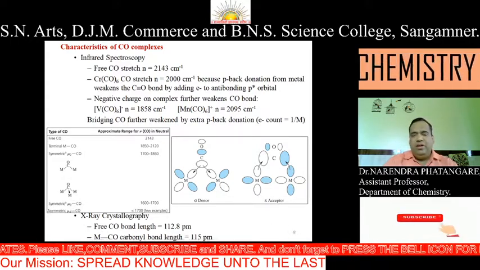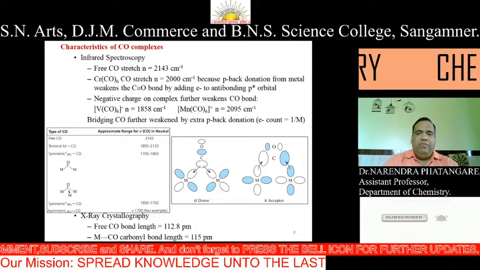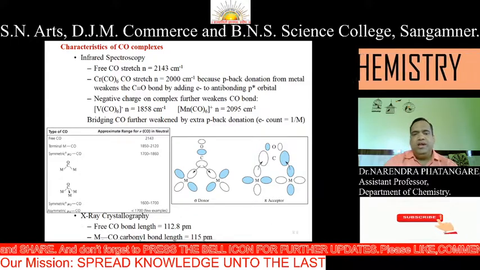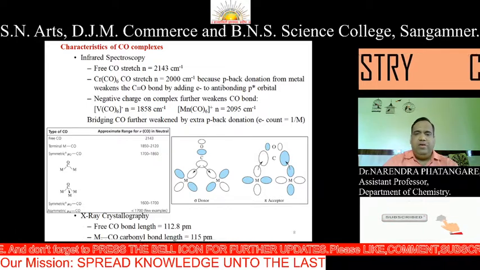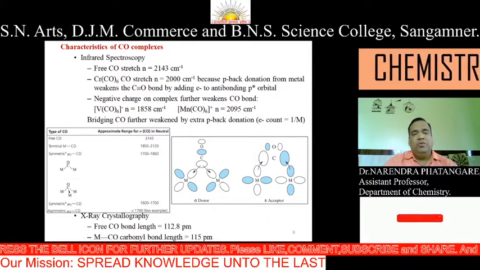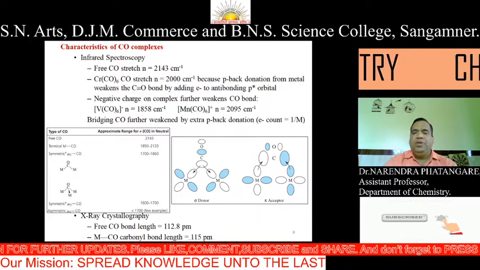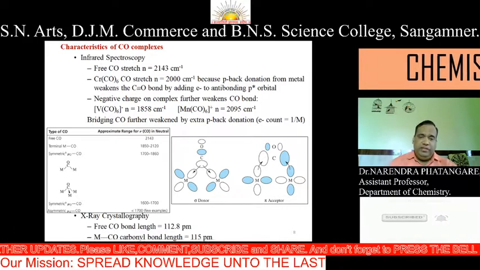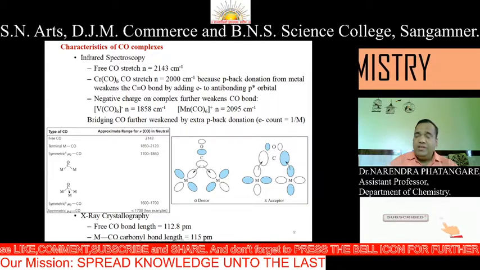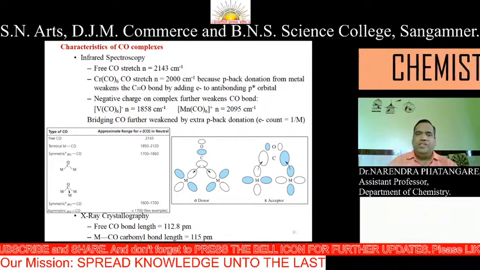The chart given shows free CO at a wave number of 2143 per centimeter, while terminal CO shows 1850 to 2120 per centimeter. Symmetric bridging CO is around 1700 to 1860. On the basis of these important values we can easily find out which CO is present, whether it is terminal, bridging or symmetric.